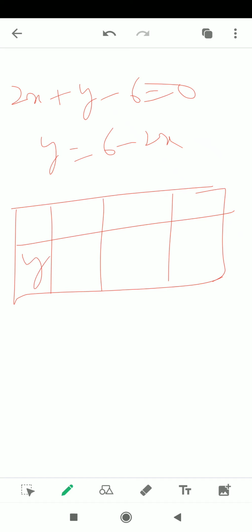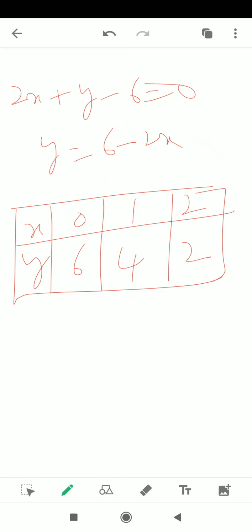Roughly this is y and this is x. When x is 0, y will be 6. When x is 1, 6 minus 2 into 1, so 4 it will be. When I put the value of x as 2, I will get 6 minus 4, which is 2. So these will be the points. And similarly the other line.